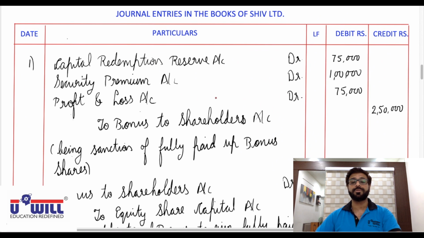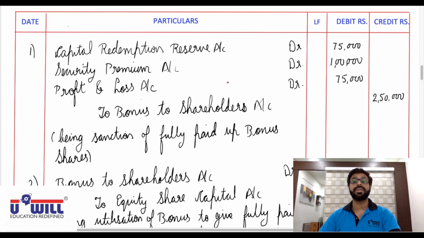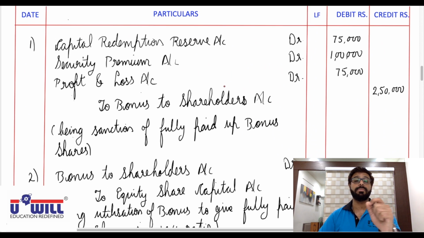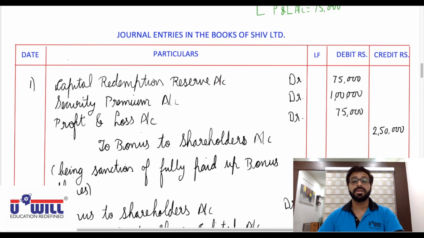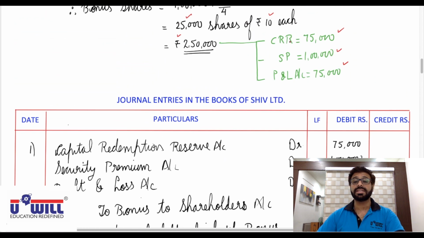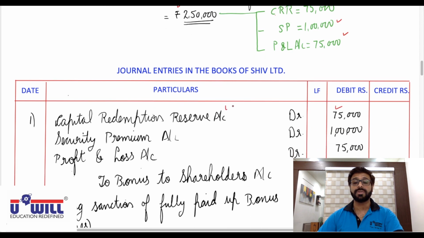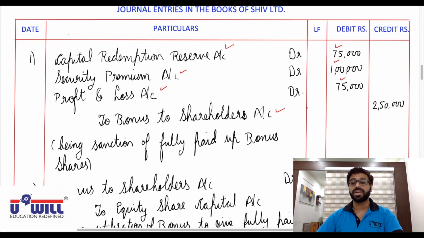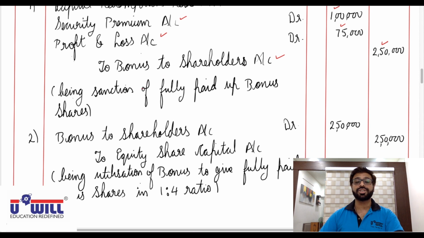Now two entries of fully paid bonus shares. First entry, reserves account debit to bonus to shareholders. But which specific reserves account debit? Capital redemption reserve account debit 75,000. Security premium account debit 1 lakh. Profit and loss account debit 75,000. This is reserves account debit, to bonus to shareholders account 2,50,000. Being sanction of fully paid up bonus shares.